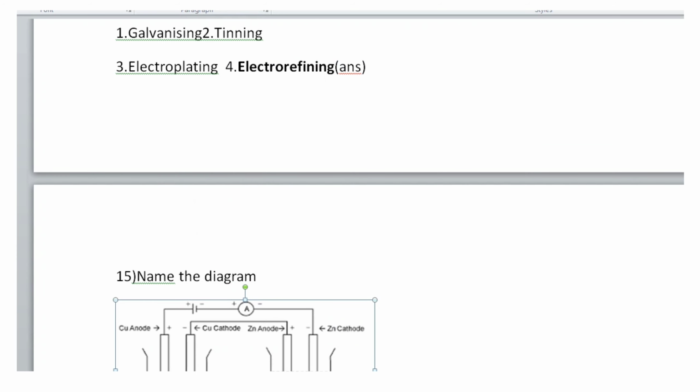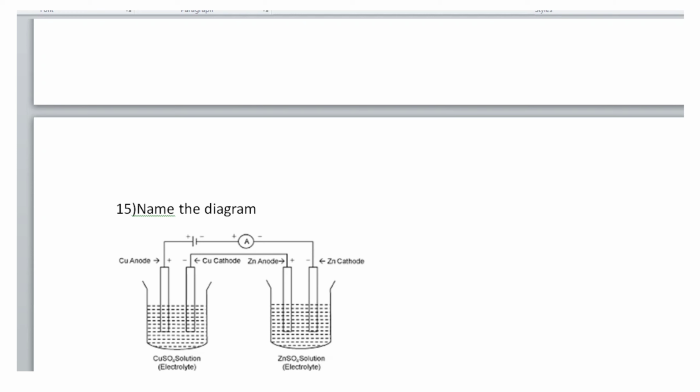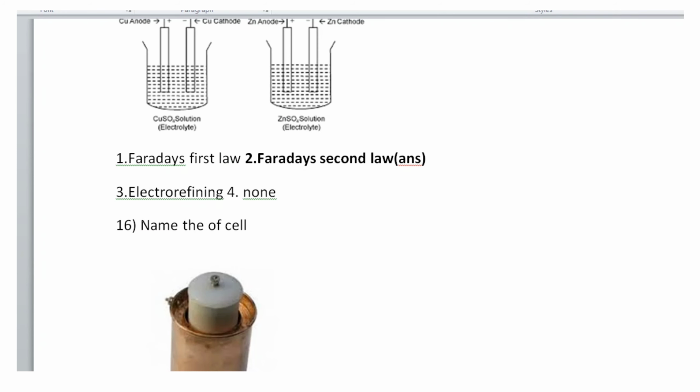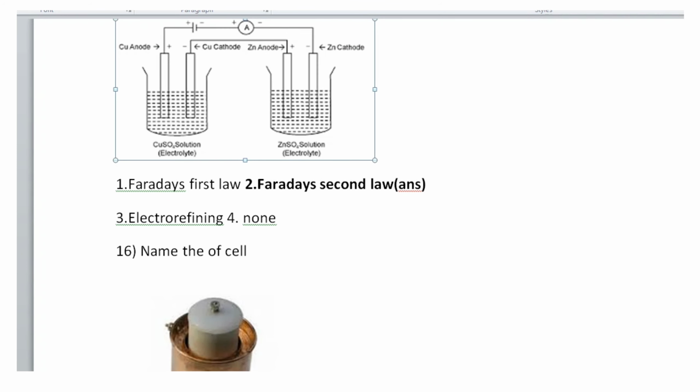Then next is name the diagram. This diagram indicates Faraday's second law. That means two different solutions, copper sulfate and zinc sulfate, are connected in series and the same quantity of current is passed through these two solutions. Therefore it is Faraday's second law.